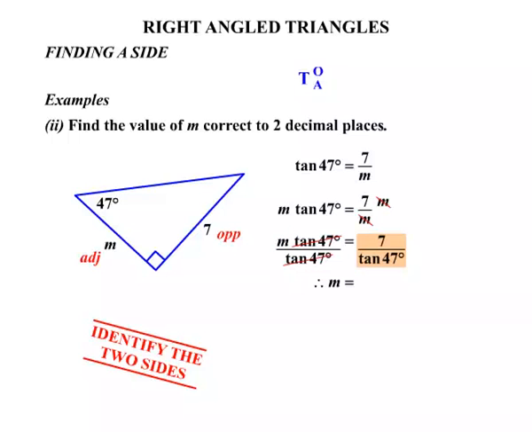And on the calculator, 7 divided by tan 47. Now I suggest you use the divide button rather than the fraction button. On some calculators the fraction button can be a little bit unpredictable in how it's going to react, so I'd press the divide button. In any case, 6.53 rounded to 2 decimal places.